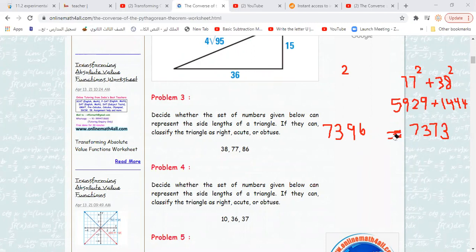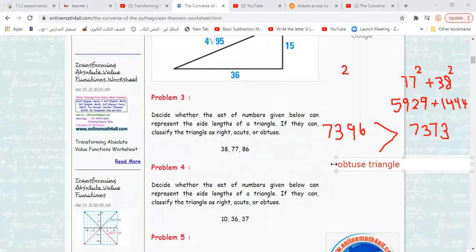This will be obtuse because the bigger one, that means 86 to the power of 2, is 7,396. Very good. The greatest one was 7,396 and this one was 7,373. So the greatest one was 86 to the power of 2. So the triangle will be an obtuse angle triangle.